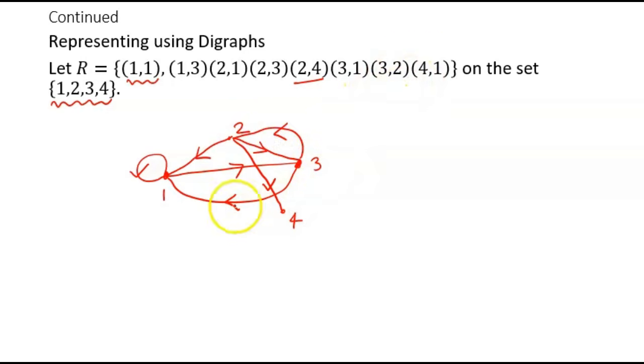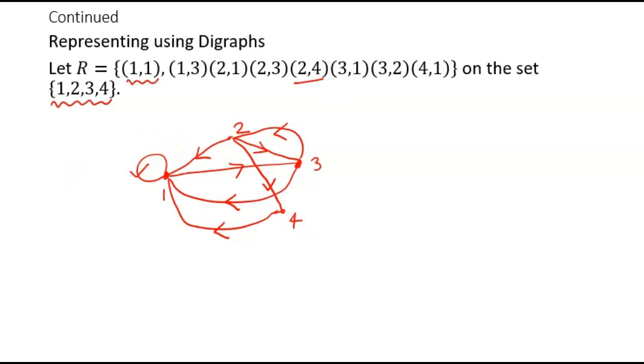And 4, 1 is also there, so I need to draw an edge between 4 and 1, and this is how it will look like. So this is the directed graph representation of the relation, right? There are few important observations.